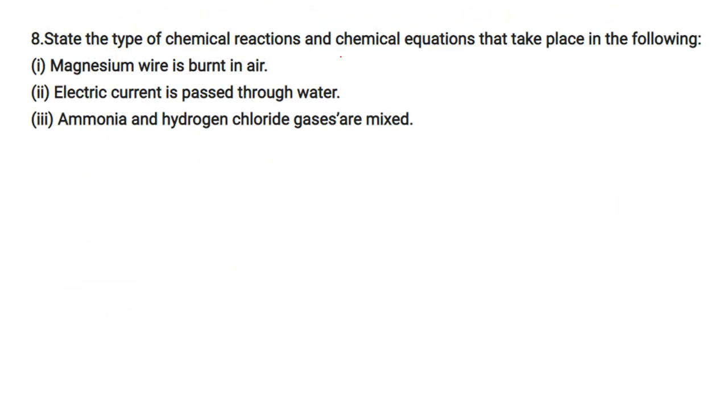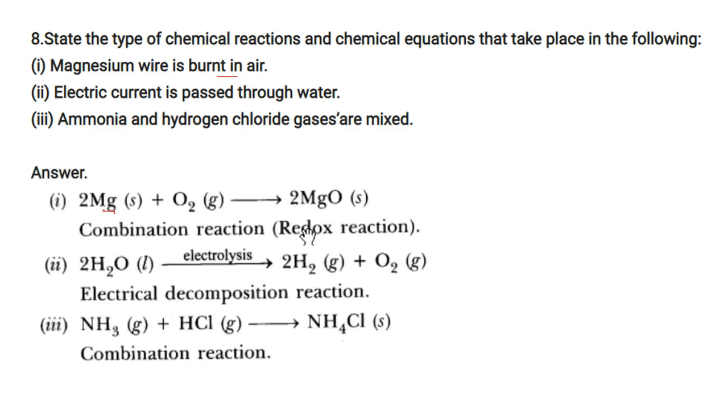State the type of chemical reactions and chemical equation that take place in the following. Magnesium wire is burnt in air. So what happens? Magnesium when burned in air, that is oxygen, it forms magnesium oxide. Magnesium is an element, right? It combines with oxygen. So these two combine to form a single compound. This is called a combination reaction.